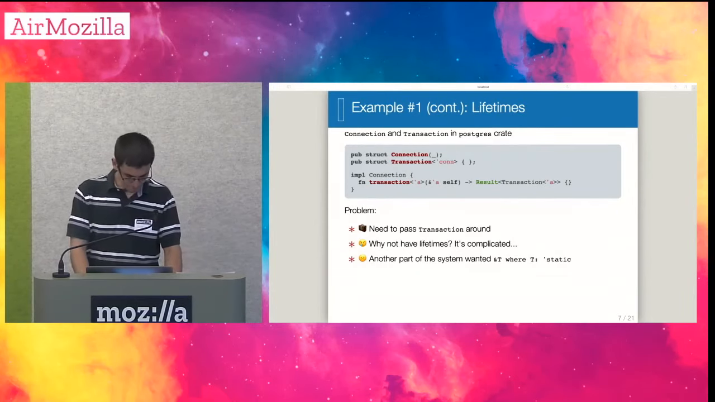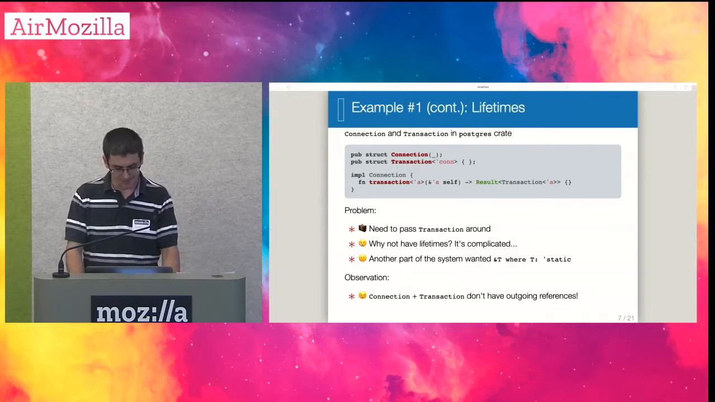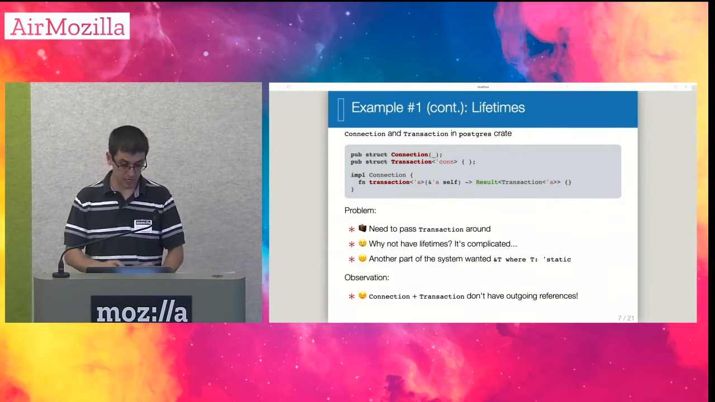And the observation is that if you look at the connection and transaction together, they don't really have outgoing references. So it should be possible to somehow duct tape them together and just say, well, now they don't have lifetimes anymore. Now you should be able to put it in an Arc or a RefCell or move it around. But you can't do that because that would be a self-referential data structure, and Rust doesn't support them, doesn't like them.